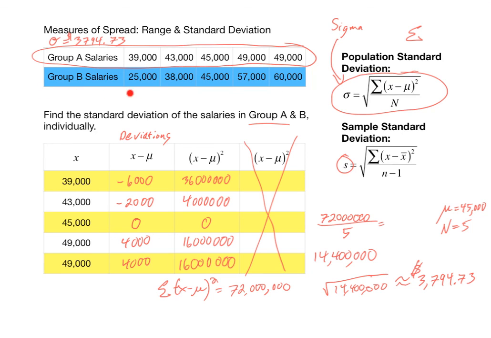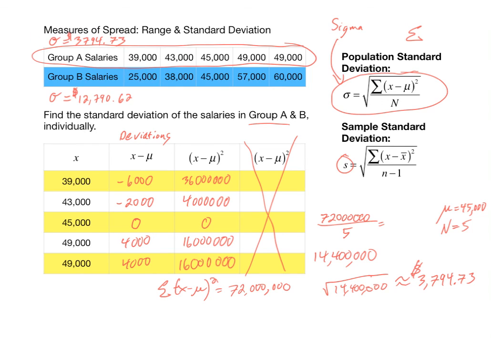You should now pause this video and see if you can get the population standard deviation of the Group B salaries. The population standard deviation of the Group B salaries is approximately $12,790. So as you can see, the set that looks much more spread out has a significantly larger standard deviation than the other set. The Group B salaries has a standard deviation of over 12,000, whereas the Group A salaries have a population standard deviation of less than 4,000.